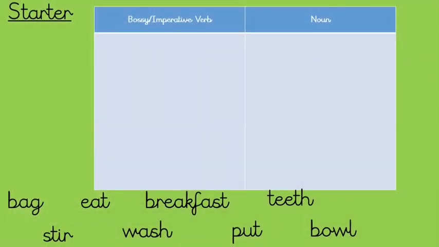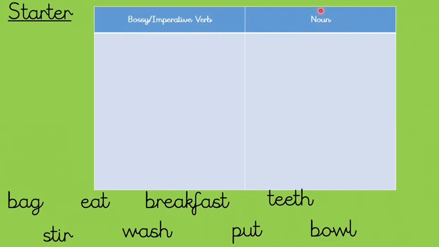Our start for today is carrying on our learning from yesterday on bossy or imperative verbs. And those are verbs that tell you how to do something. And it turns a sentence from a statement, perhaps, into a command sentence. So they're verbs, doing words that tell you how to do something. For example, sit or play. It's telling you how to do something.